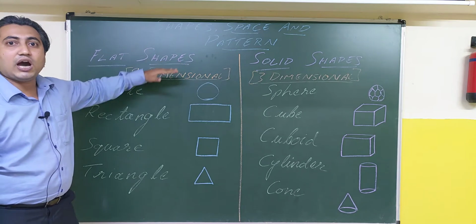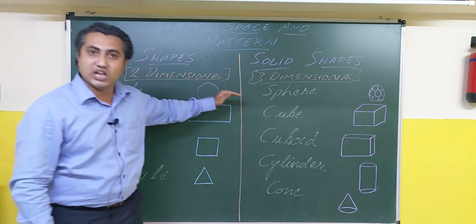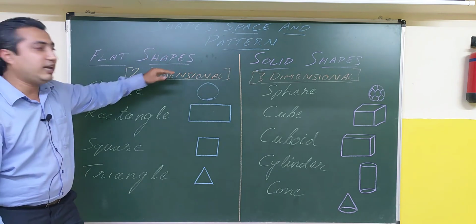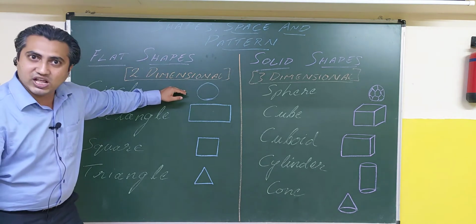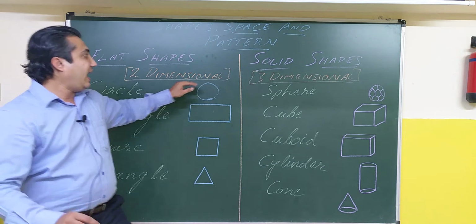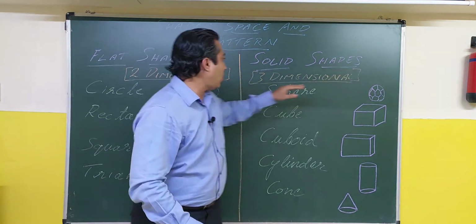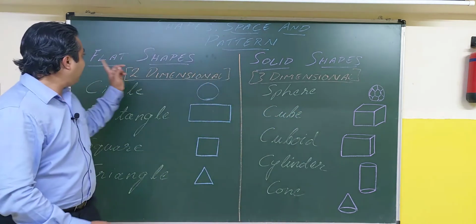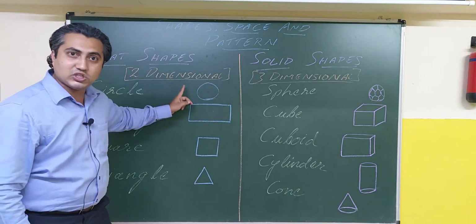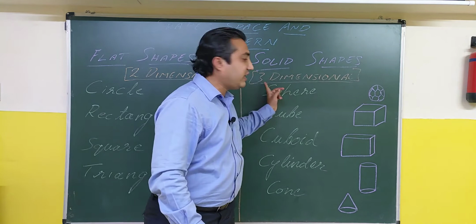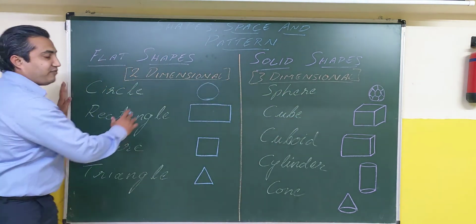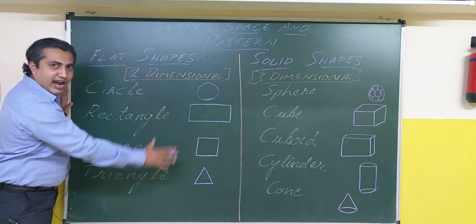Flat shapes are called two-dimensional figures. I repeat, flat shapes are called two-dimensional figures. Okay, and solid shapes are called three-dimensional figures. Once more, flat shapes are called two-dimensional and solid shapes are called three-dimensional figures. Okay, students? Now, first of all, let us come to flat shapes.